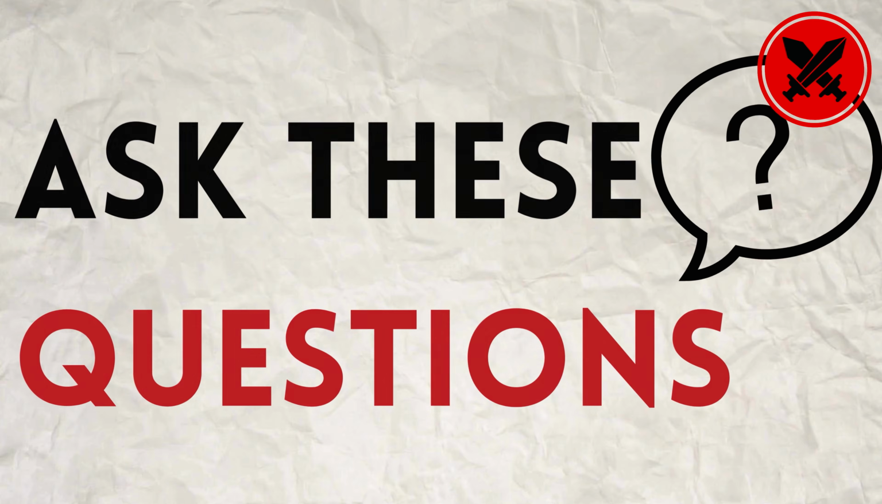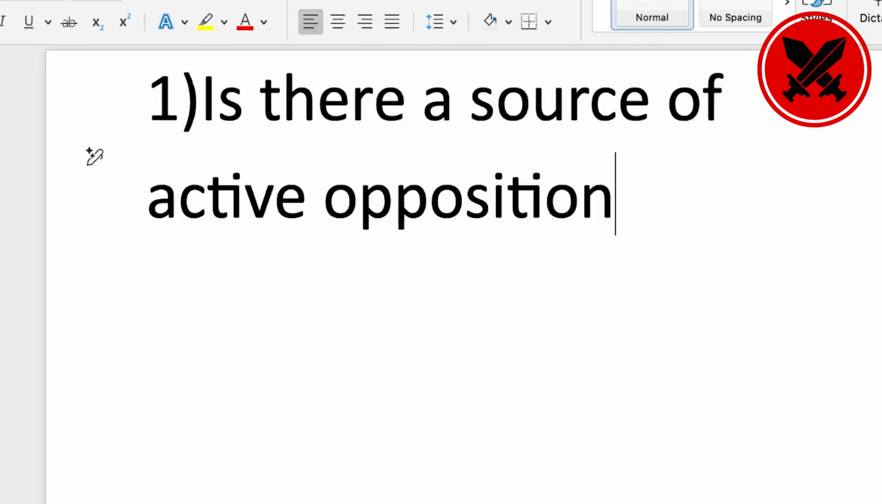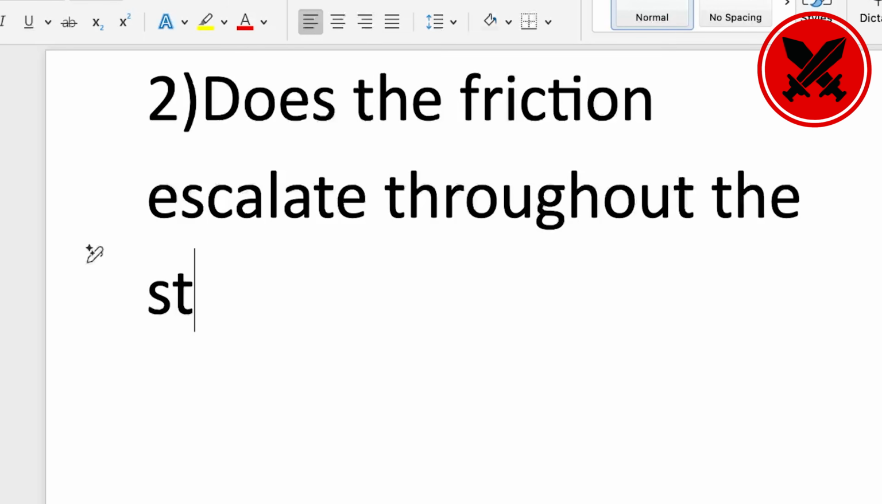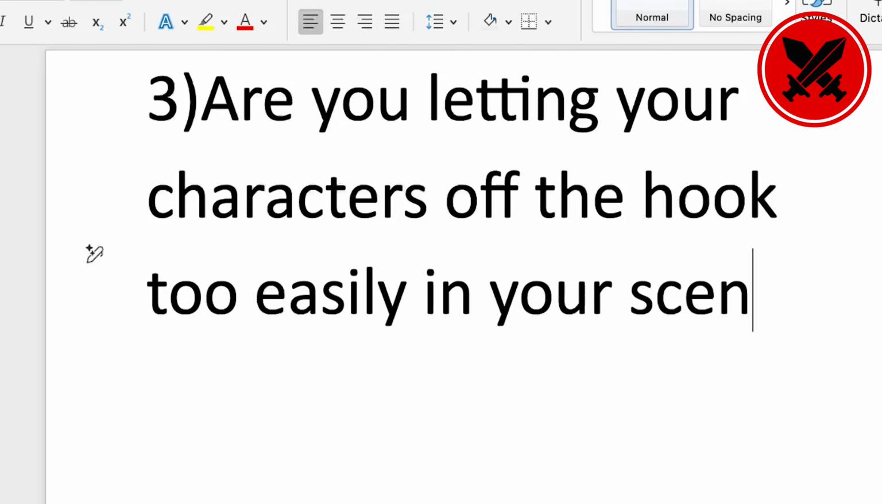So here's how to check your script for friction. Is there a source of active opposition in every scene? Not a vague threat, but a present obstacle blocking what the character wants right now. Does the friction escalate throughout the story? As the hero gets closer to their goal, does the world push back harder and harder? Are you letting your characters off the hook too easily within your scenes? Do they solve problems the moment they appear?